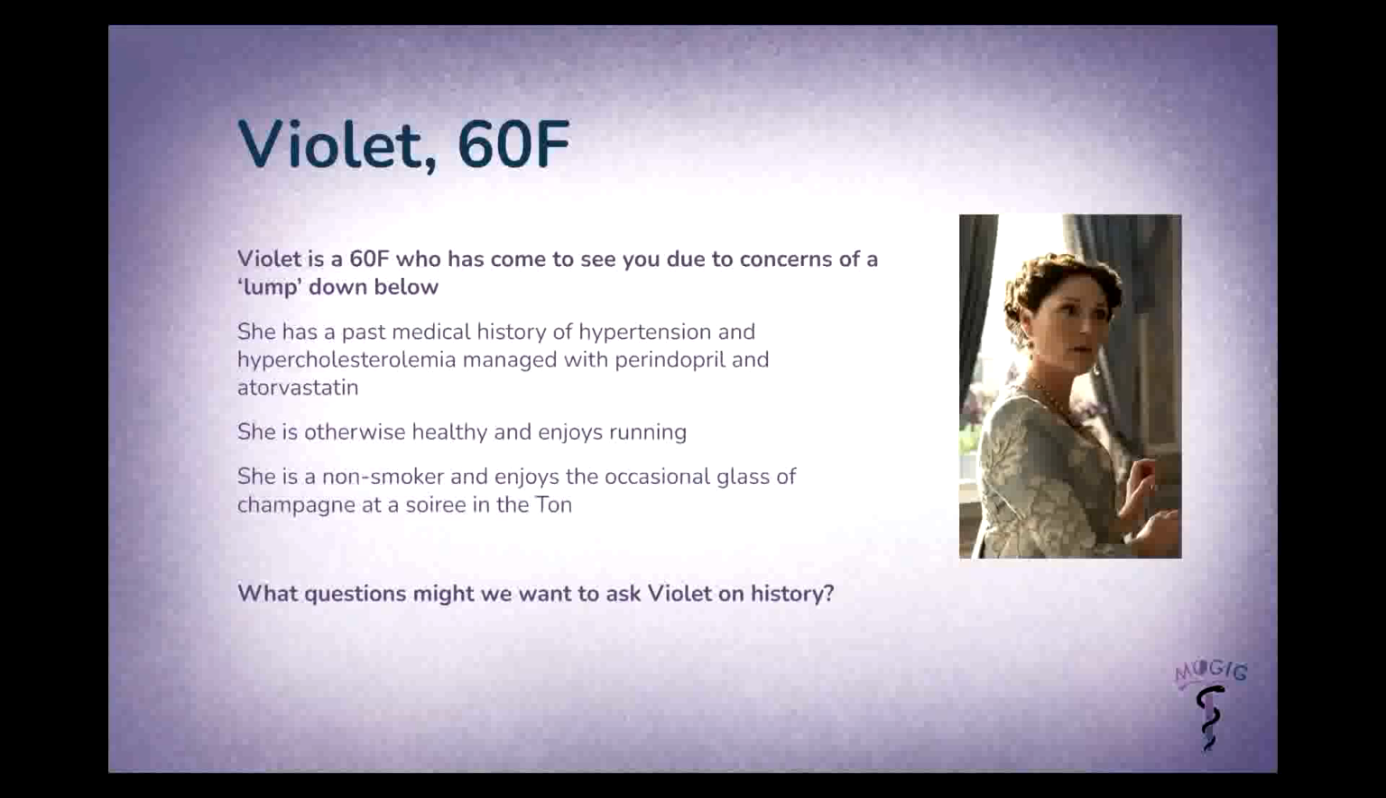The next case we have today is Violet, who's a 60-year-old female. She presents to you due to concerns of a lump down below. Violet otherwise has a pretty unremarkable past history besides hypertension and hypercholesterolemia, which she just manages with perindopril and atorvastatin. Otherwise, Violet's pretty healthy and enjoys running. She is a non-smoker and enjoys the occasional glass of champagne at a soiree in the Ton. What questions might we want to ask Violet on history?